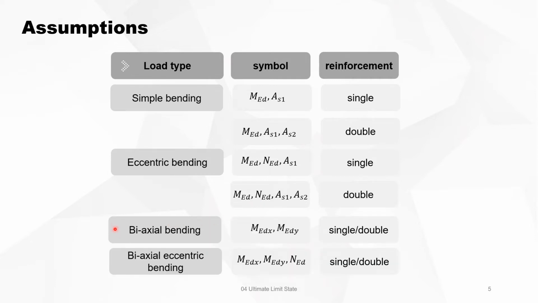Then we can have biaxial bending. It means that you have bending according to the x-axis and the y-axis at the same time, and it can be single reinforced or double reinforced. And at last you can have biaxial eccentric bending, which means that you have a bending moment around the x-axis, the y-axis, and an axial force, and it can be single or double reinforced. The biaxial bending we will not consider in this course. We will only tackle simple bending and eccentric bending in single and double reinforcement.